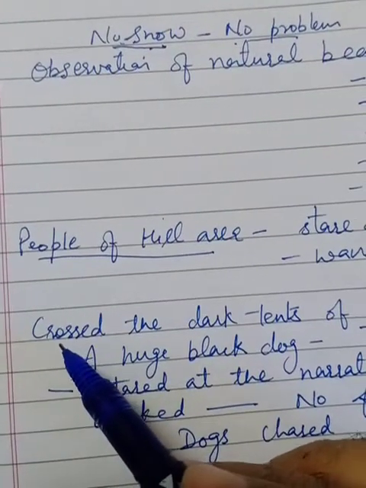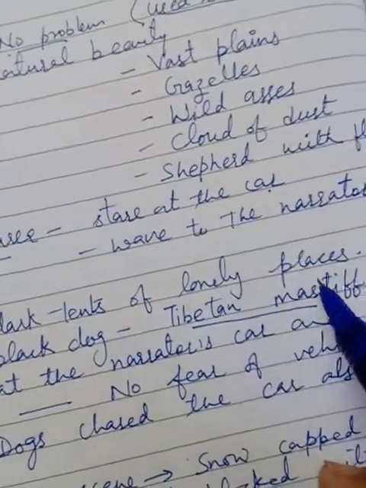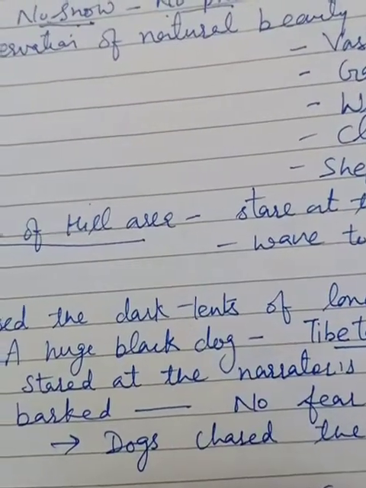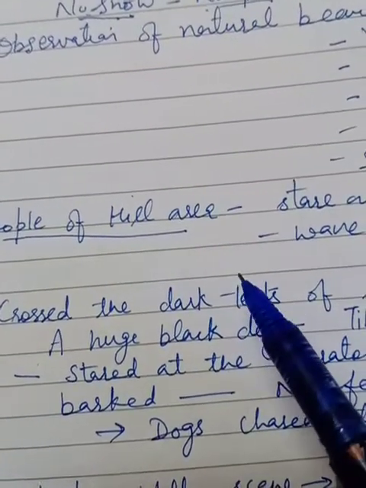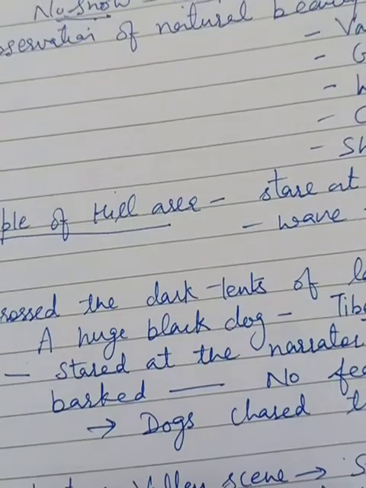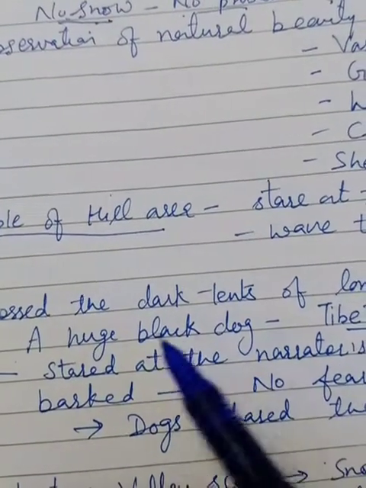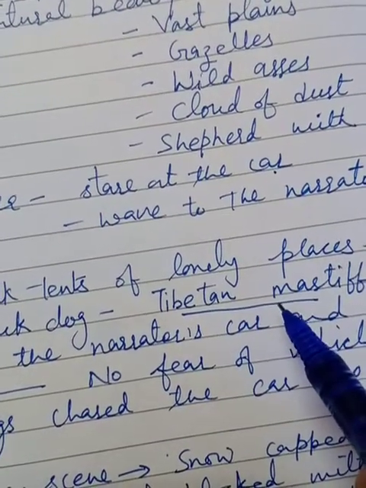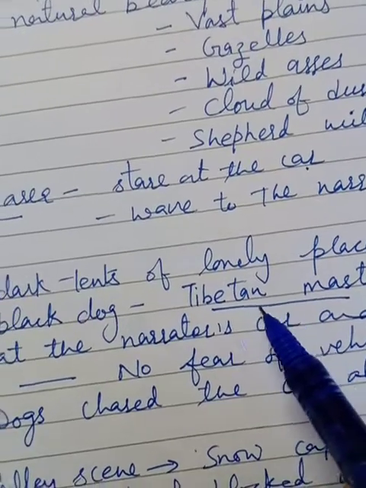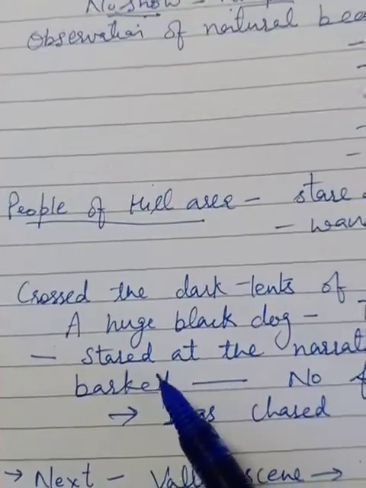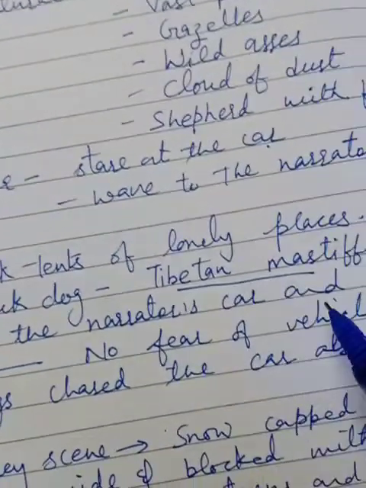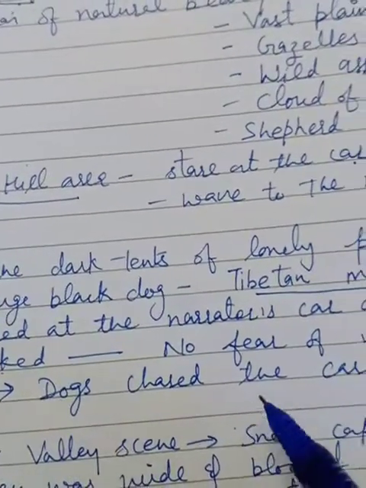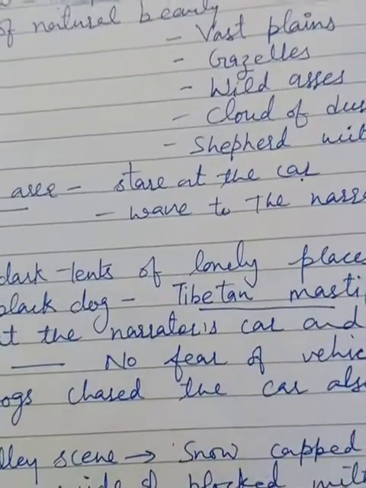Thereafter, they went across lonely places, with dark tents, caves, and a huge black dog. A huge black dog means a Tibetan Mastiff, a big dog, tall and strongly built. The Tibetan Mastiffs stared at the narrator's car and barked. They have no fear of vehicles.